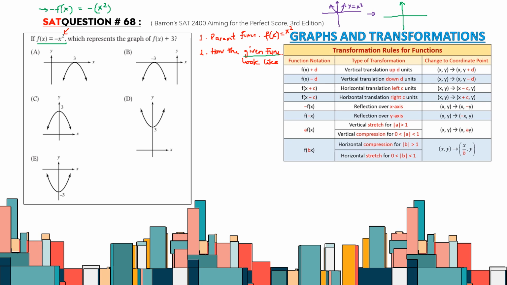So the negative in the front is a reflection, a reflection over the x-axis. It's like a mirror. So we flip it, we flip this one. See that it reflects over the x-axis. So the green graph is how the given function looks.